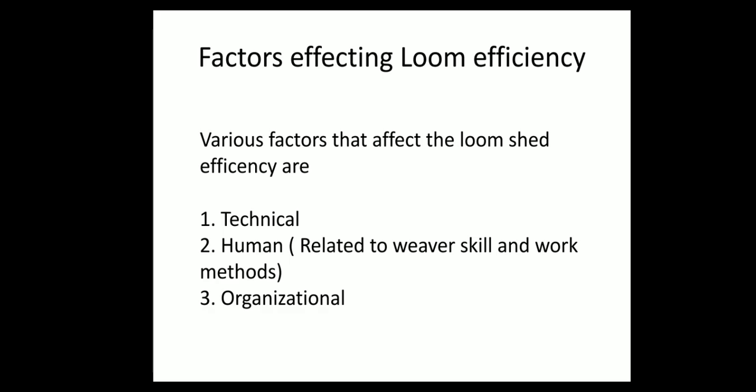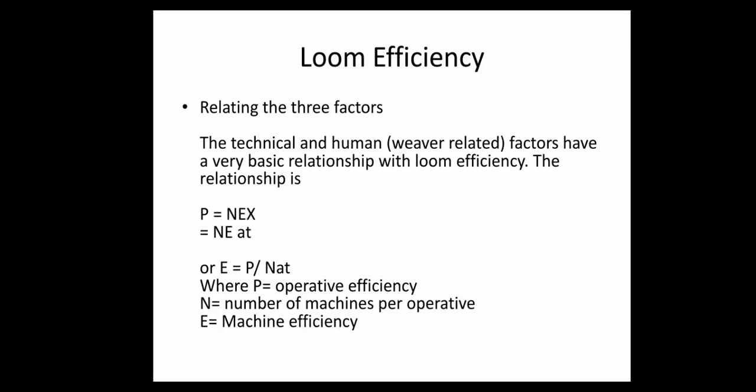Factors affecting loom efficiency. Various factors that affect the loom shed efficiency are: first, technical; second, human; third, organizational. Human means related to weaver skill and work methods. Relating the three factors, the technical and human factors have a very basic relationship with loom efficiency.